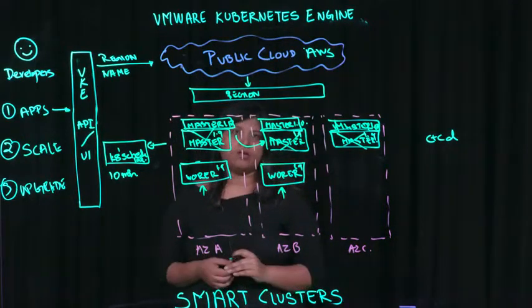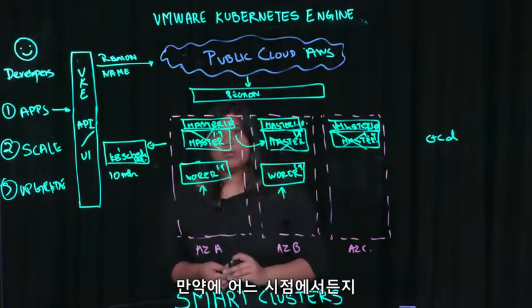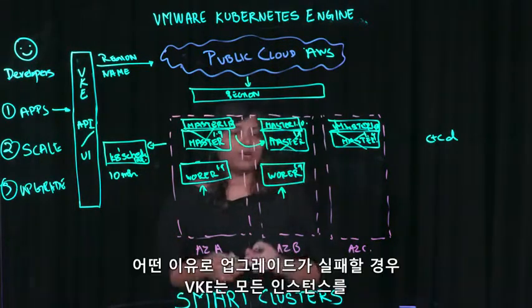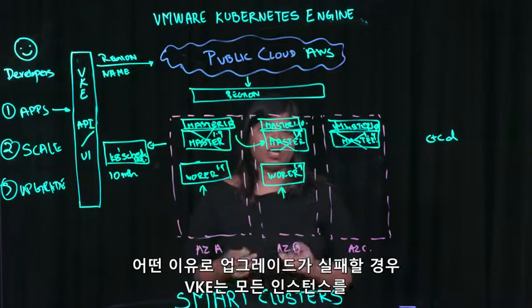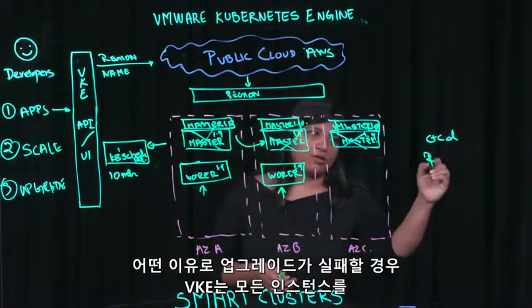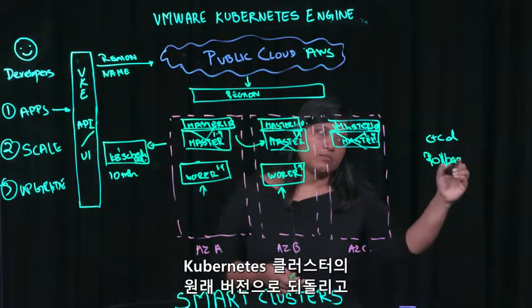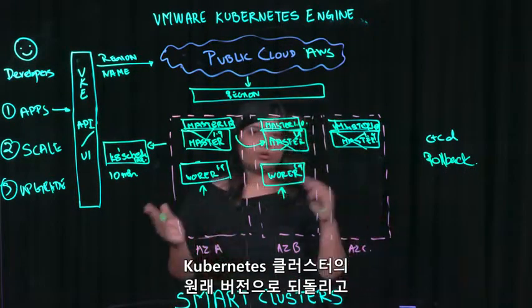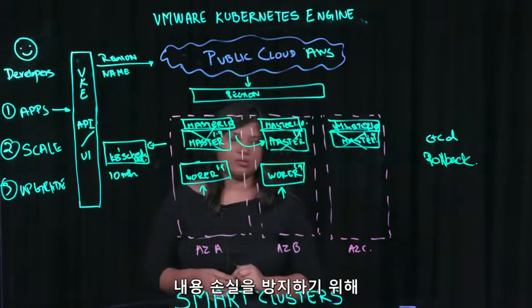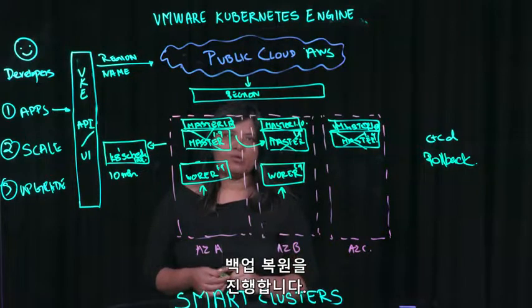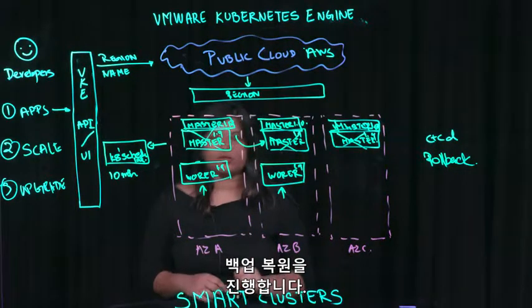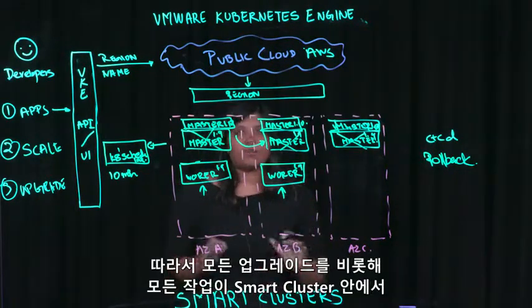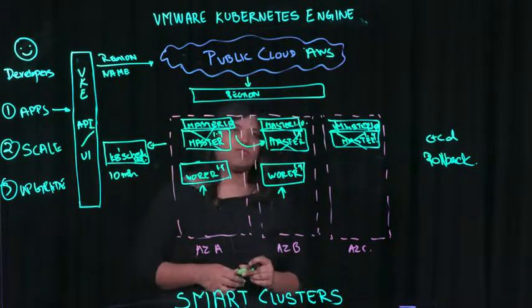At any point in time, if the upgrade fails for some reason, VKE will roll back all the instances to the original version of the Kubernetes cluster and restore the backup in case something was lost. So all the upgrades and everything is taken care of within the SmartCluster.